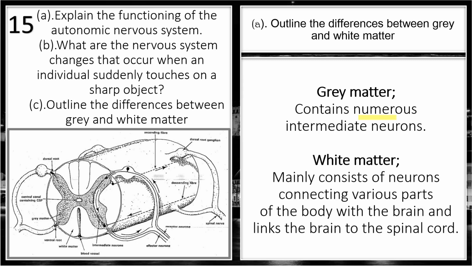The gray matter contains numerous intermediate neurons. So the gray matter here has a lot of intermediate neurons, these ones in the middle. It has very many of those neurons. Whereas the white matter consists of neurons connecting to various parts of the body and with the brain, and links the brain to the spinal cord. So that white matter is mainly made up of axons or the neurons connecting to different parts of the body.